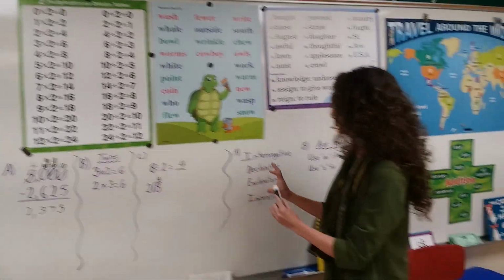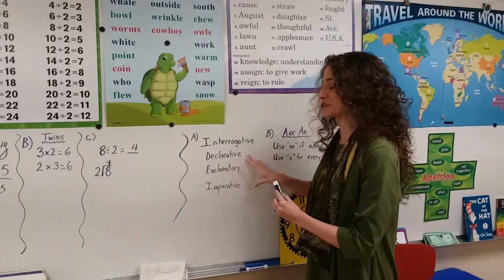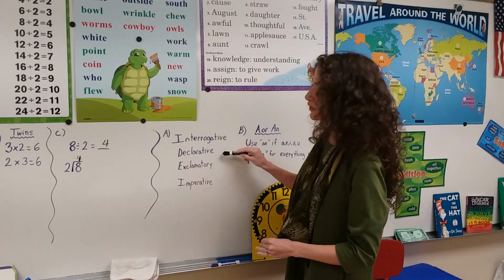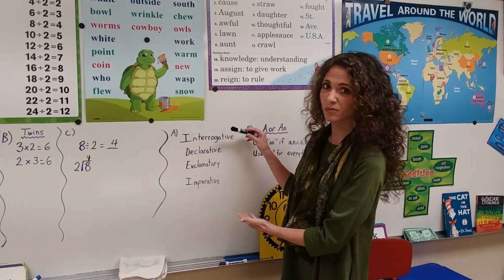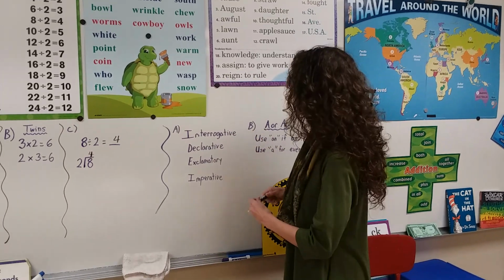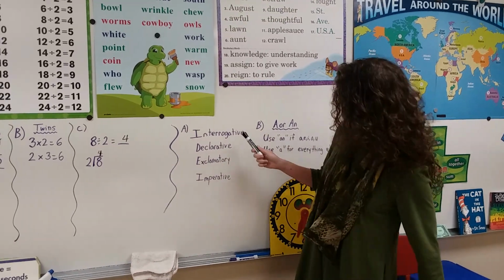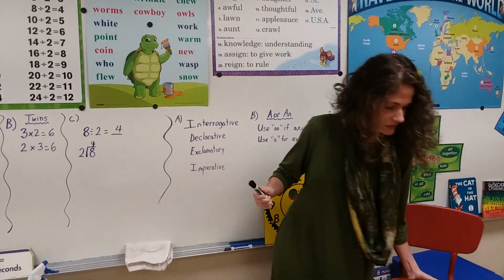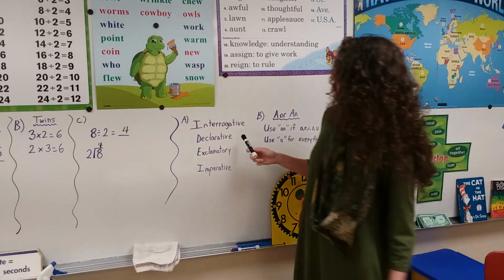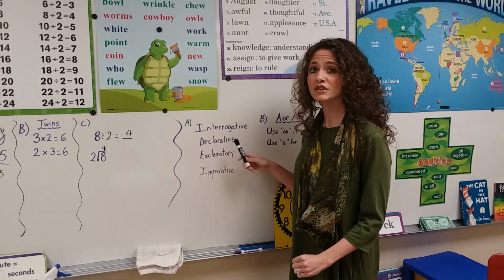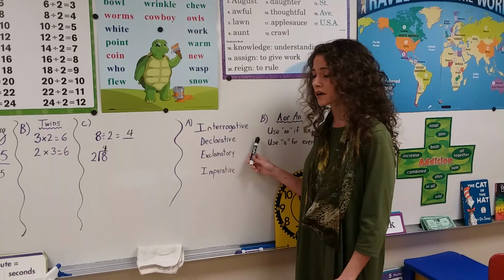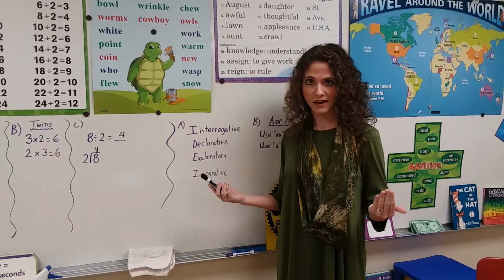Now let's quickly move on to phonics and language. So I wanted to review the different kinds of sentences because those are some really big things we've been dealing with lately. You'll remember that the interrogative sentence is whenever you are asking a question. So it ends in a question mark. That would be like, how are you today?